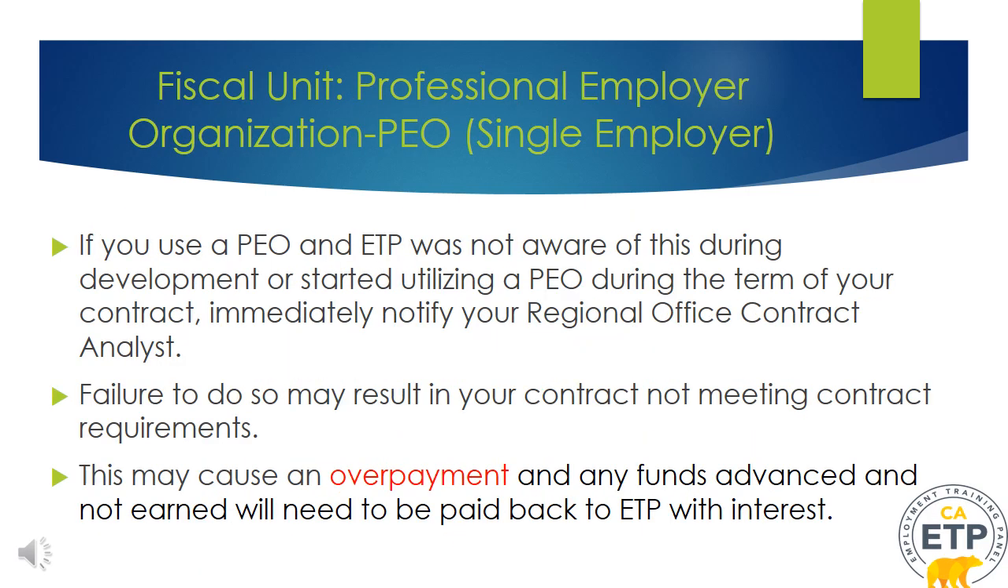This is very important, so I will mention it. This is a professional employer organization, or a PEO, and this applies to you if you are a single employer. If you use a PEO and ETP was not aware of this during the development, or you started utilizing a PEO during the term of your contract, immediately notify your regional office contract analyst. Failure to do so may result in your contract not meeting requirements.